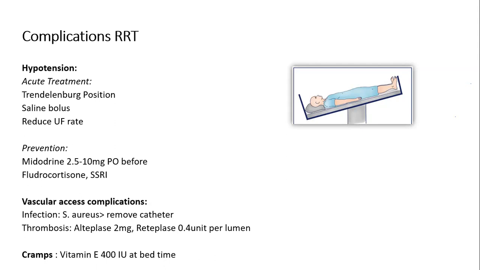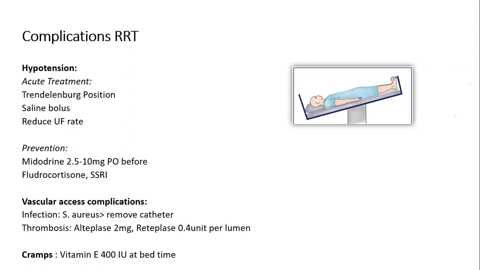The prevention of that is the midodrine is the most studied drug in this situation, and orally 2.5 to 10 mg is given. There's conflicting data with steroids like fludrocortisone and SSRIs, but they're inferior to midodrine. Midodrine is a drug of first choice, right?